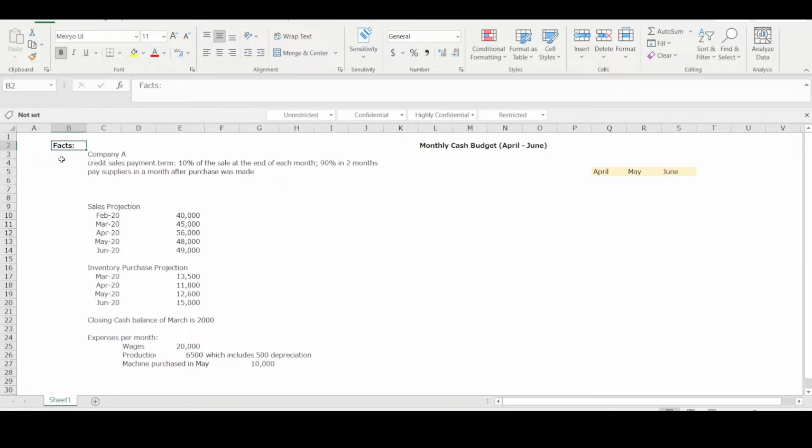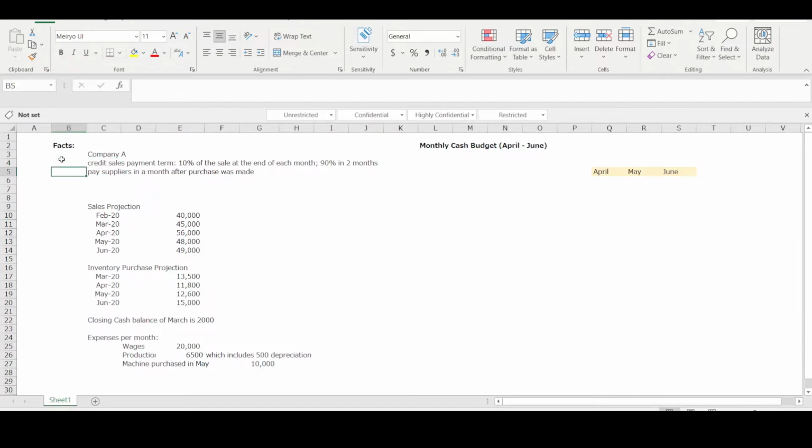So these are the facts about this company A. Credit sales payment term is 10% of the sales at the end of each month, and then the remaining 90% is in 2 months. So from this information we know they're not going to get cash right away. They're going to get 10% of the sales they made during the month, and then the remaining 90% is going to get collected in 2 months.